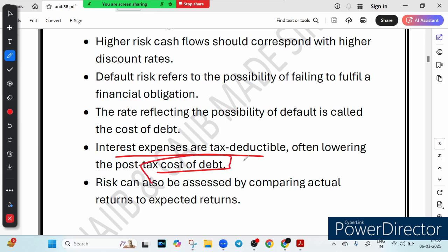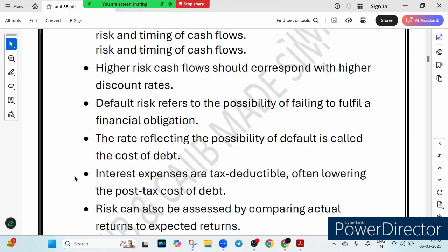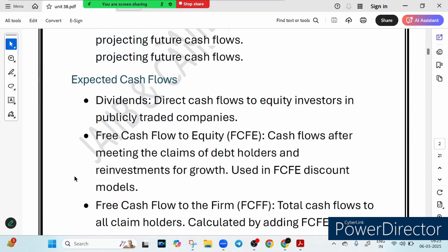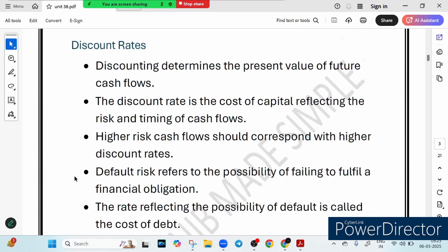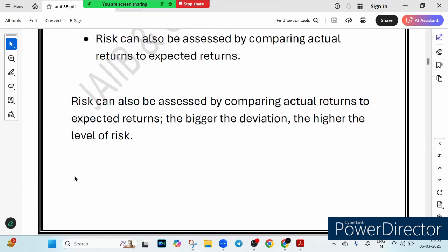So expected cash flow tells us how much money an investment generates, while the discount rate helps us adjust for risk and time. Get these two right and you are on your way to valuing investment like a pro, right? I hope it is clear now what is discount rate. And we have also talked about what are the methods of generating cash flow. Just now we have talked about three methods: dividend, FCFE, FCFF, and the discount rate. I hope this is clear to you. Now let's move forward and see the next point, right?